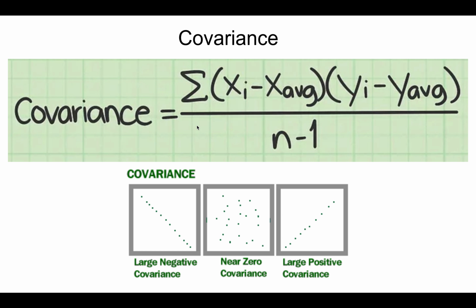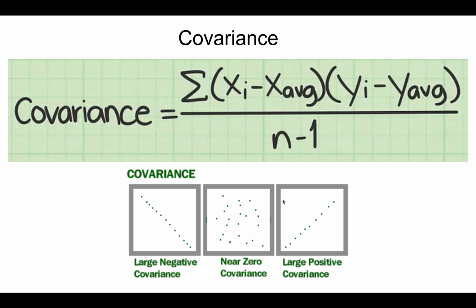The way to calculate covariance is that you take, for each element i in x, the element minus the average value of x, multiplied by the same thing for y. You multiply them together and then sum them up, divided by n minus 1. So the covariance basically works like this.